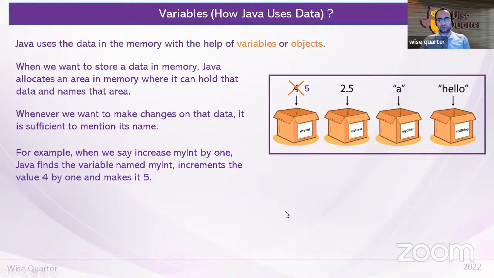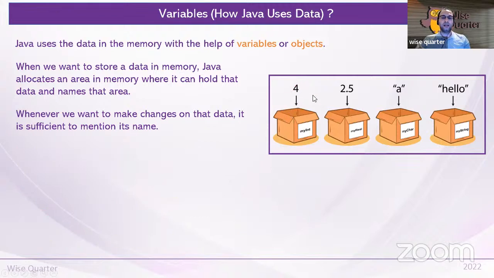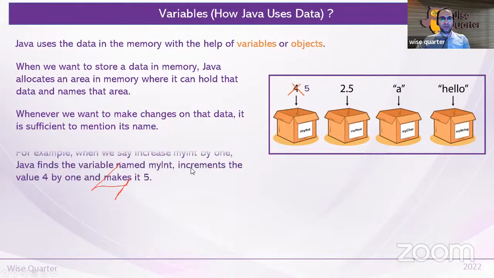Same with those boxes too. At first, there was a 4 inside of this box. When I ask a programming language, hey, what is the value of this box? It will give me 4. If I change it and make it 5, when I ask the same question after making it 5, the result will be 5. It's very important.